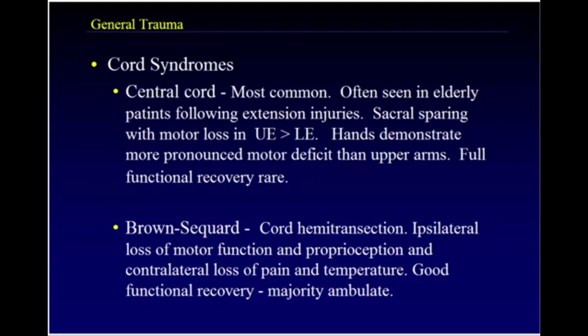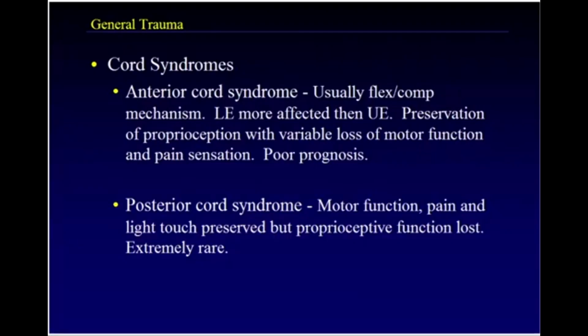Anterior cord syndromes are usually the result of a flexion and compression mechanism. The lower extremities are affected more than the upper extremities, which is a contrast, of course, to the central cord syndrome that we've already covered. In these anterior cord syndromes, you'll have preserved proprioception, and you can have a variable loss of motor function and pain sensation. These have a poor prognosis.